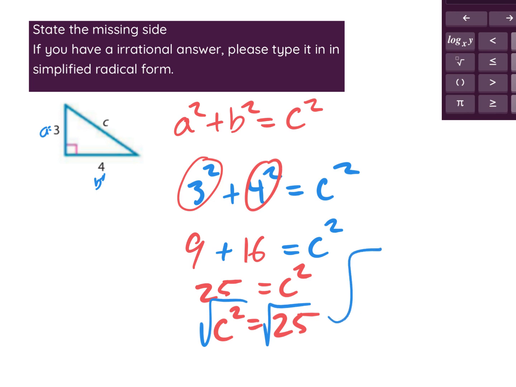So our answer is C equals plus or minus, because whenever you do a square root in an equation, you have to put a plus or minus in front of your answer. C equals plus or minus 5.